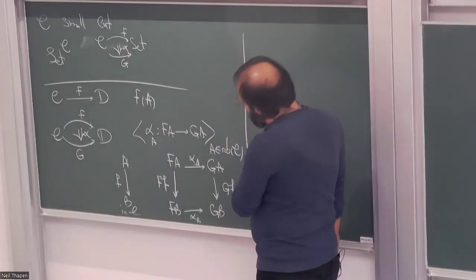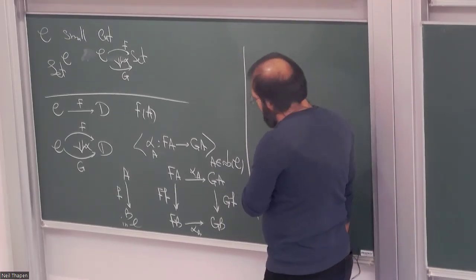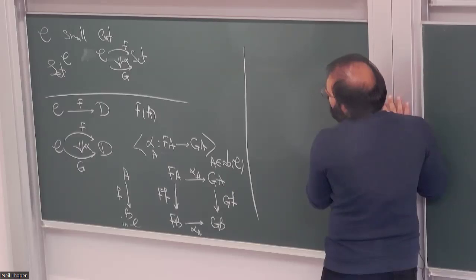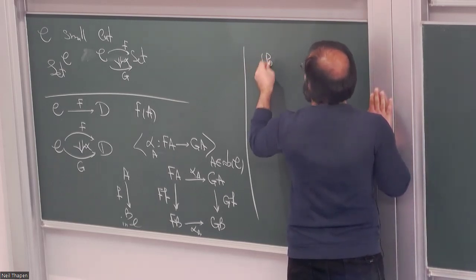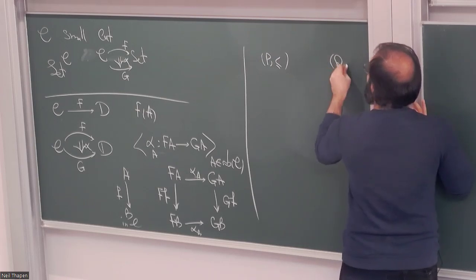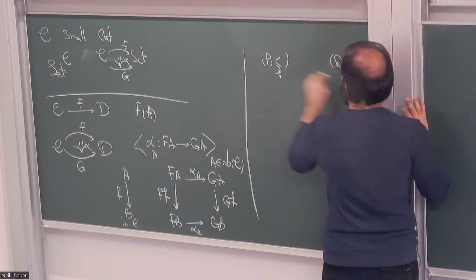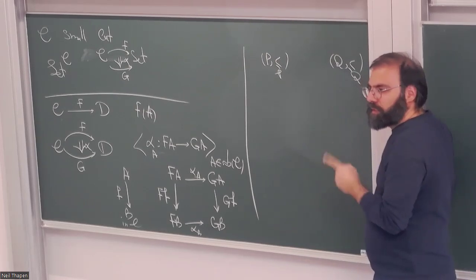Now I want to complete the list of my examples and non-examples. You know my favorite categories, right? So let's say that I have a post-it and another post-it here. So what is a functor?